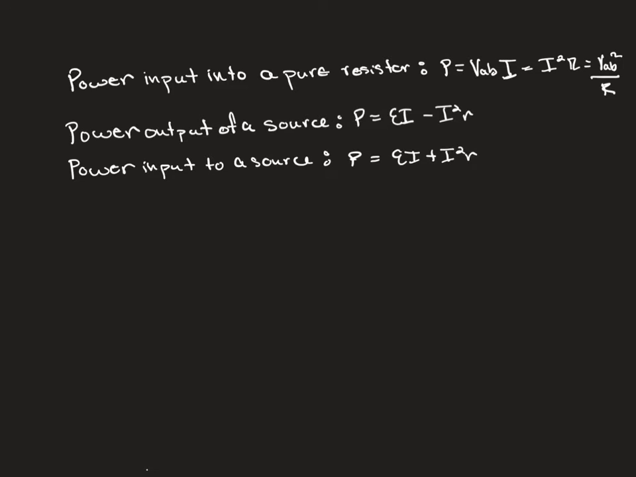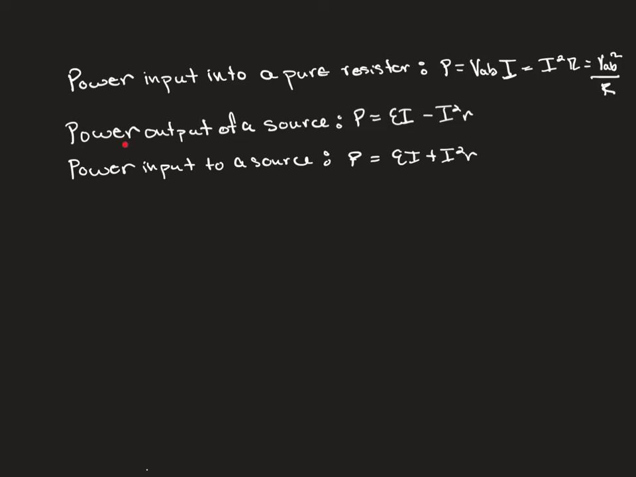Alright, so in this video we're going to discuss briefly power and resistors. So the first relationship I've written up here is the power input into a pure resistor. So that power is going to equal the potential across the resistance times its current. And so summing in Ohm's law, we can also get that power equals I squared R, or that it equals the potential difference squared divided by the resistance.